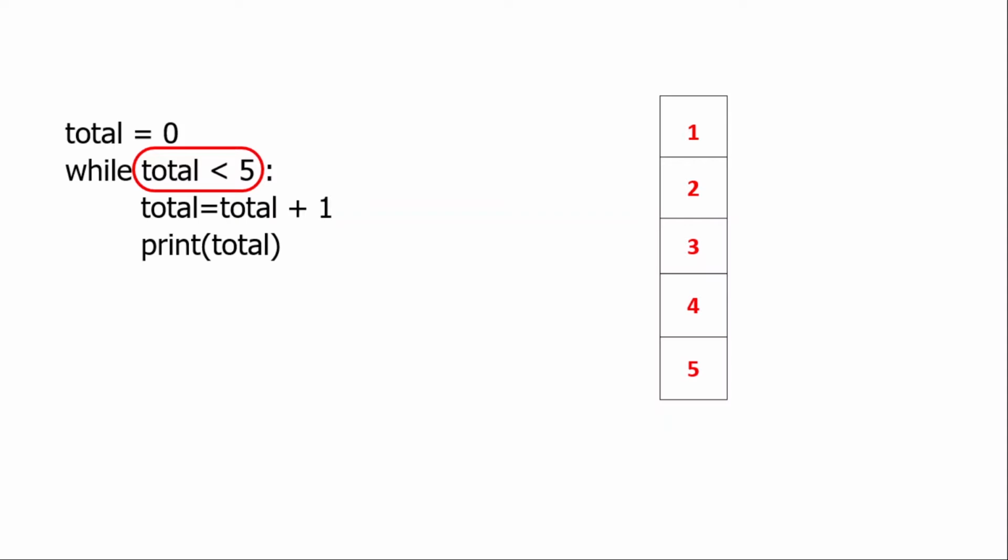But in the next iteration, when it will go again to check that condition, and here total is containing the value 5, which is not less than 5 anymore, so this condition is not true anymore. And now the loop will be terminated, so the output of this program is 1 to 5. So let's visualize our code on a visualizer.